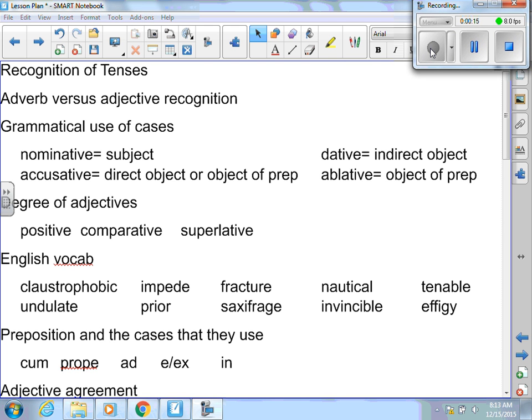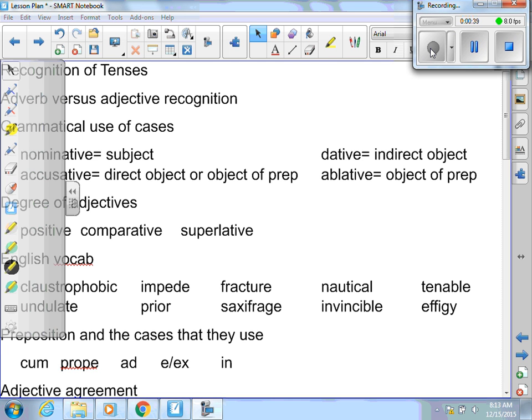Adverb versus adjective recognition. There's going to be some adjectives and adverbs on here. You have to determine whether a word is an adjective or an adverb. Grammatical uses of cases. Our nominative is usually our subject, our dative or indirect object, our accusative or direct object, or could be object of a preposition depending on the preposition. Our ablative is usually the object of a preposition.